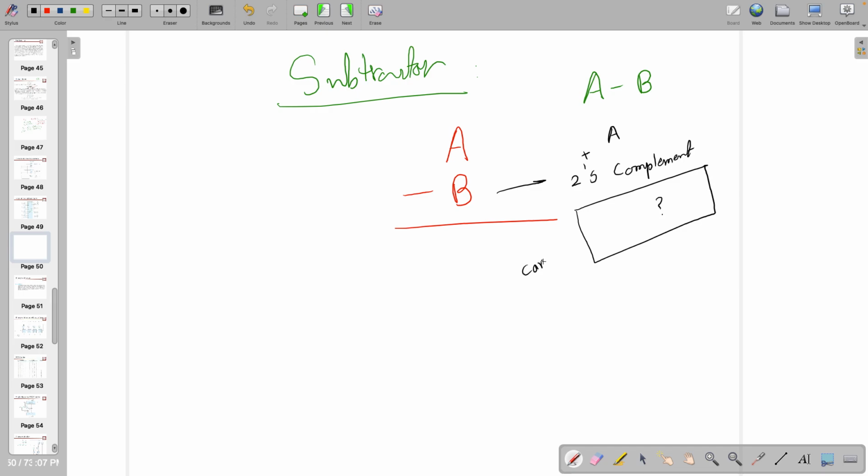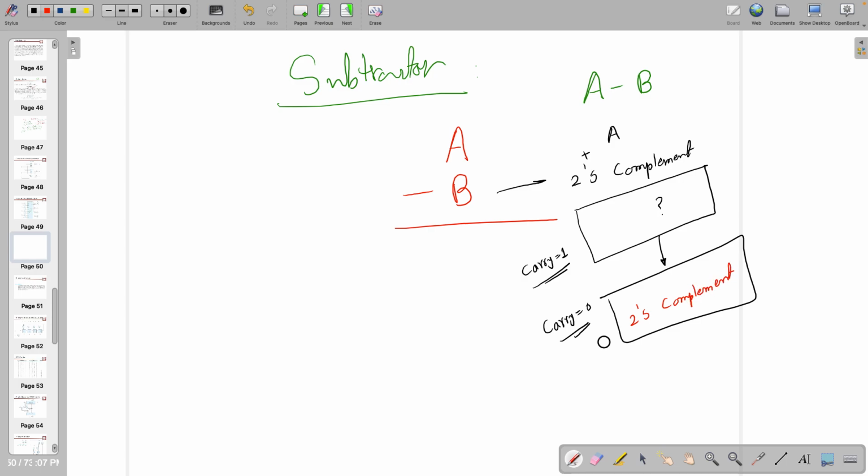If carry is there, then no worry, no worry. If carry is equal to 0, then whatever the sum you got, make the 2's complement of that, right? And add a minus sign before that, so you will know that it's a negative number, right? So in these two categories you can find out the subtractor.